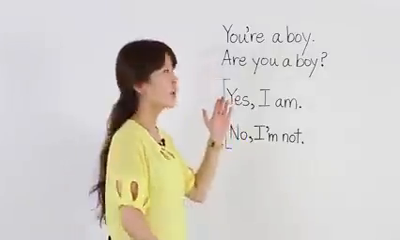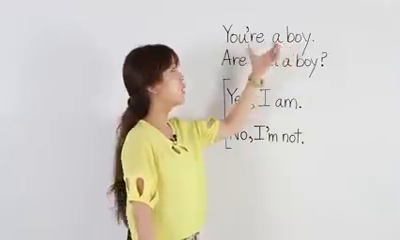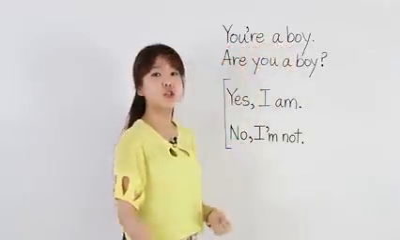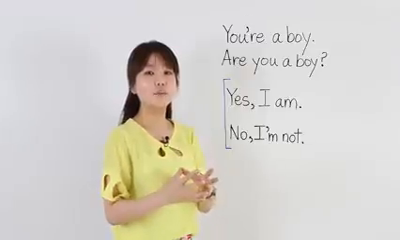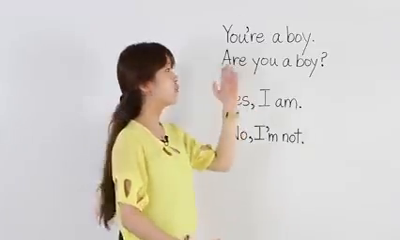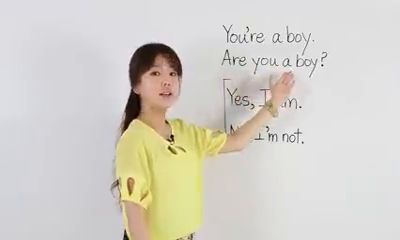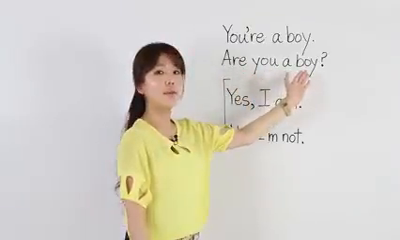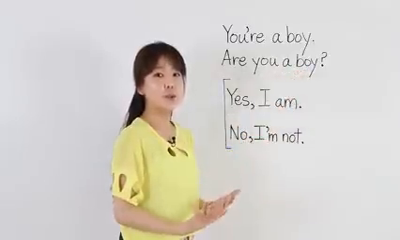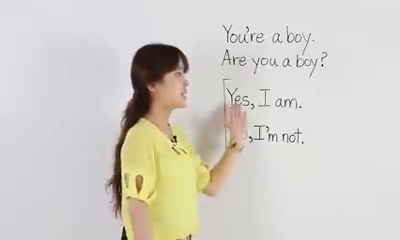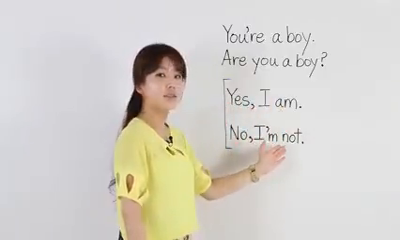Now we're going to move on to you are and put that in a question. On the board, the sentence says, you're a boy. Remember, you're is a contraction for you are. The be verb is are. So we have to put that in the front of the question. Are you a boy? When we answer, it's very simple. We can say, yes, I am, or no, I'm not.